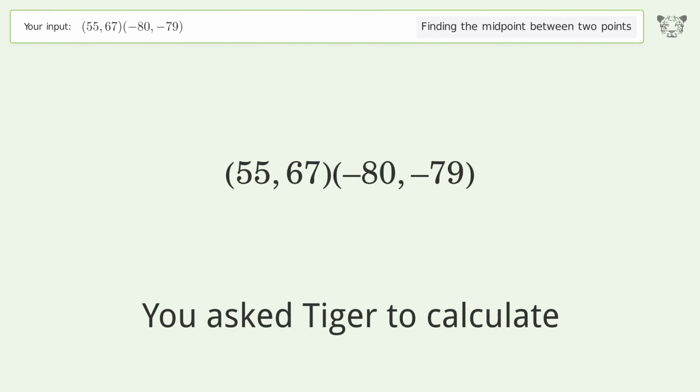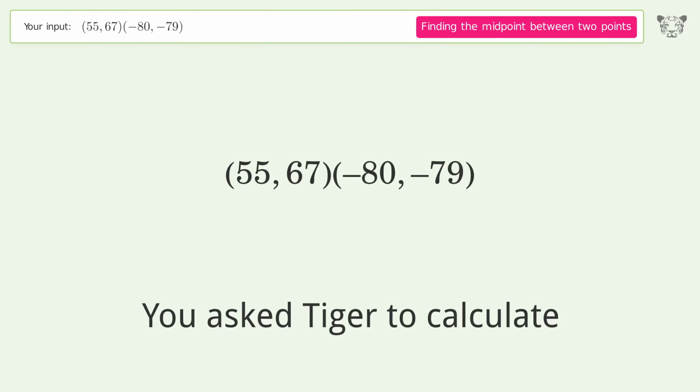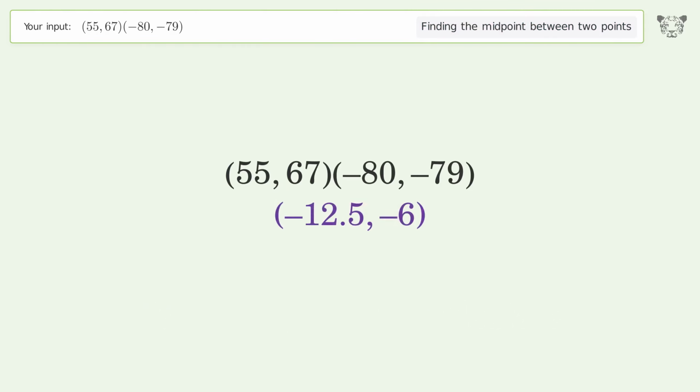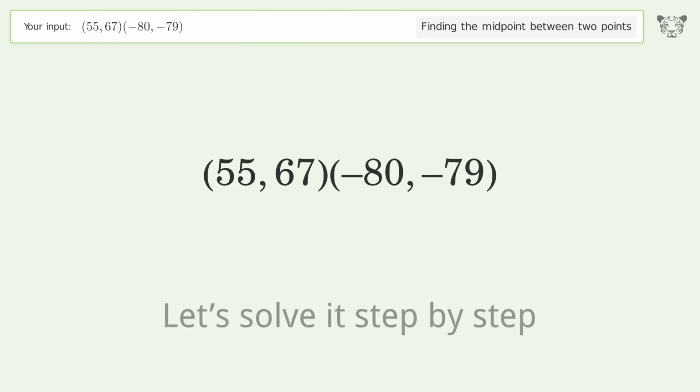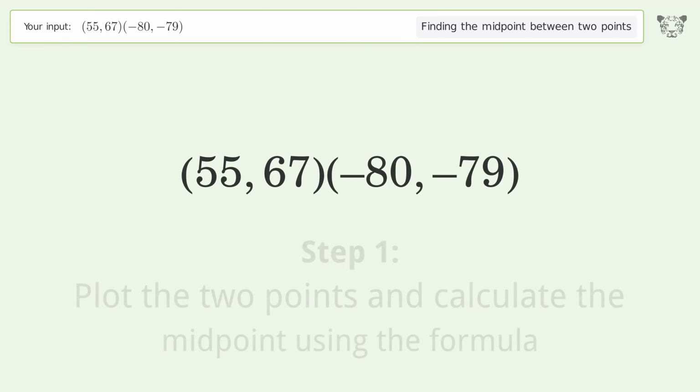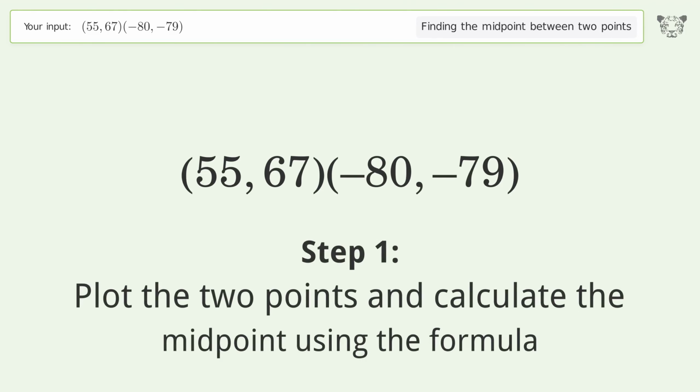You ask Tiger to calculate. This deals with finding the midpoint between 2 points. The midpoint between the 2 points is -12.5, -6. Let's solve it step by step. Plot the 2 points and calculate the midpoint using the formula.